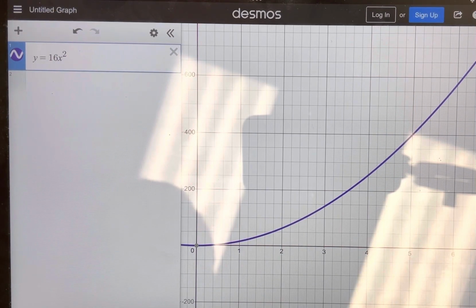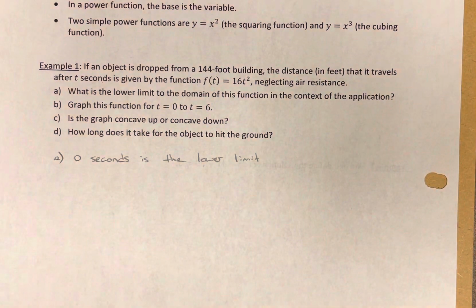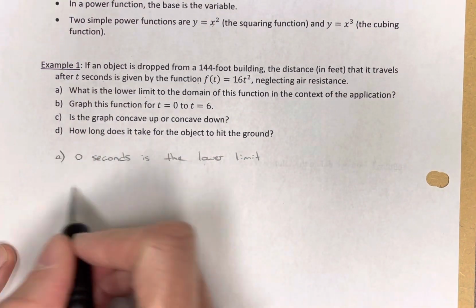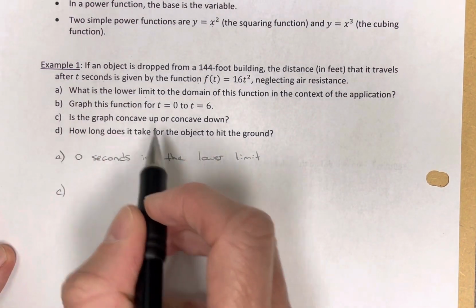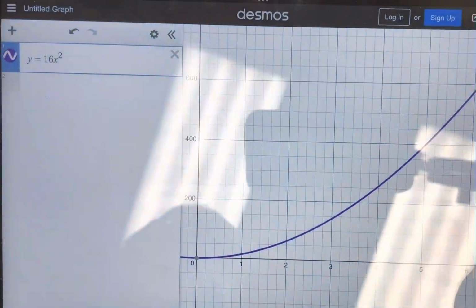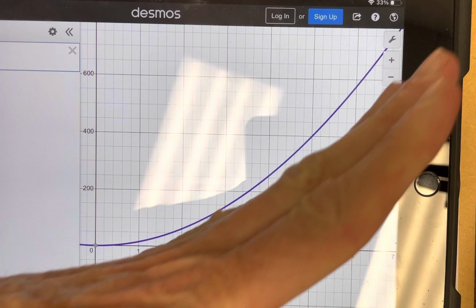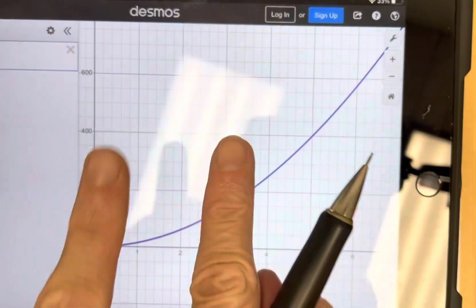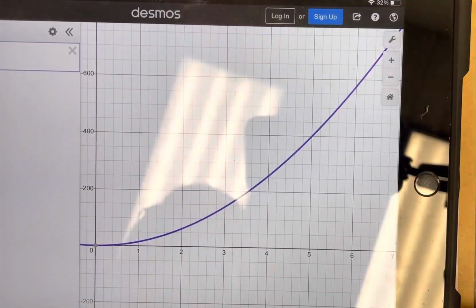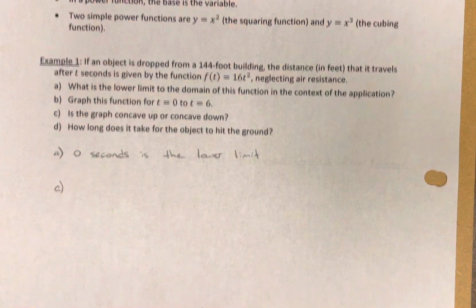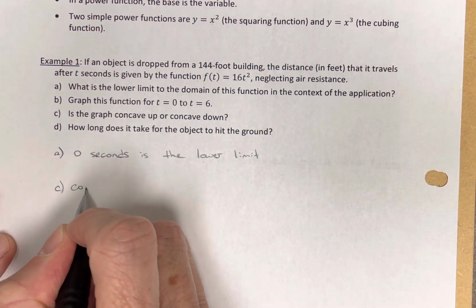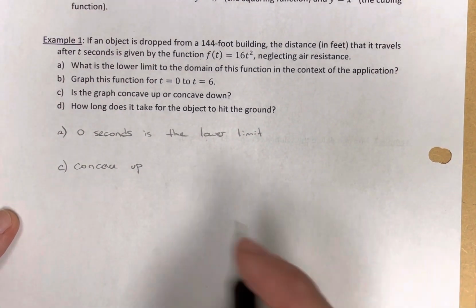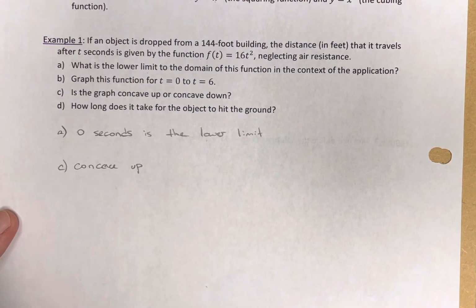Okay, so we just graphed it. Letter C says, so we graphed it. We'll just make use of that graph. We won't worry about writing anything down there. Is the graph concave up or concave down? Well, if we look at this graph, it is concave up. The bowl is pointing more up. An open bowl is certainly not pointing as a down bowl. So it's concave up. So let's note that. It is concave up. And letter D says, how long does it take for the object to hit the ground?